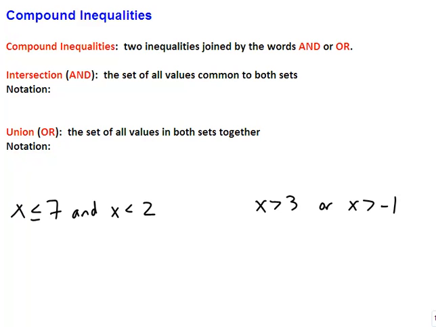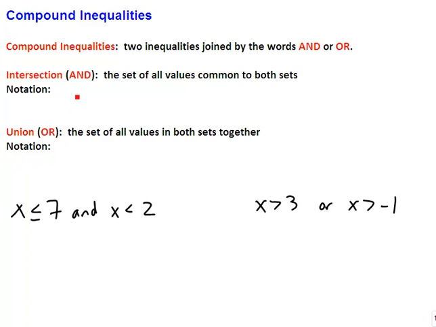Welcome to the lecture on compound inequalities. Compound inequalities are two inequalities joined by the words "and" or "or". The "and" case is otherwise known as an intersection, and to find an intersection you're going to be looking for all the values that are common to both sets.